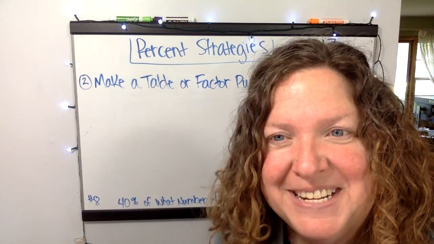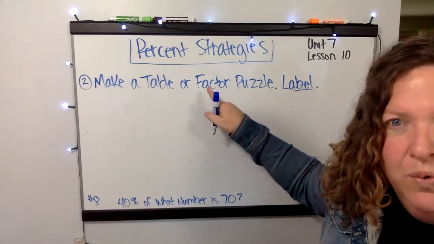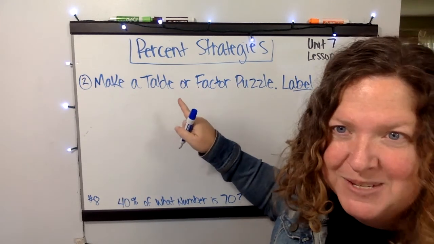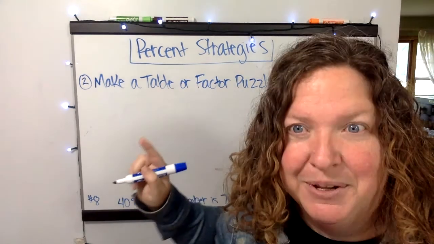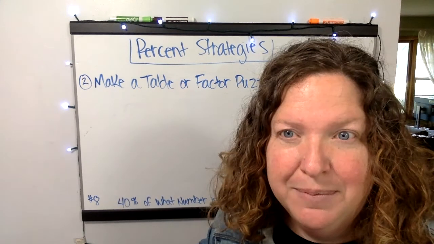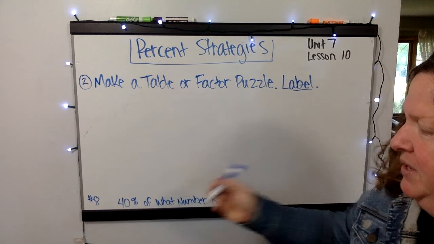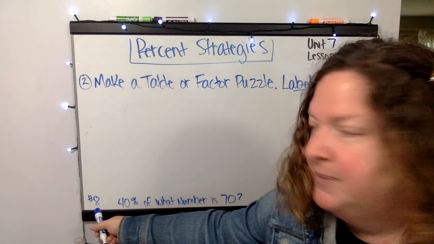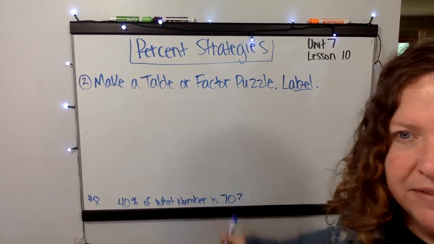All right, the next strategy we're going to look at is make a table or a factor puzzle. Remember, factor puzzles are just small tables. Make a table or a factor puzzle and make sure to label it. Labeling is going to be really important because that's the way you're going to know where to put things. So the problem that we're working on is number 8. 40% of what number is 70?